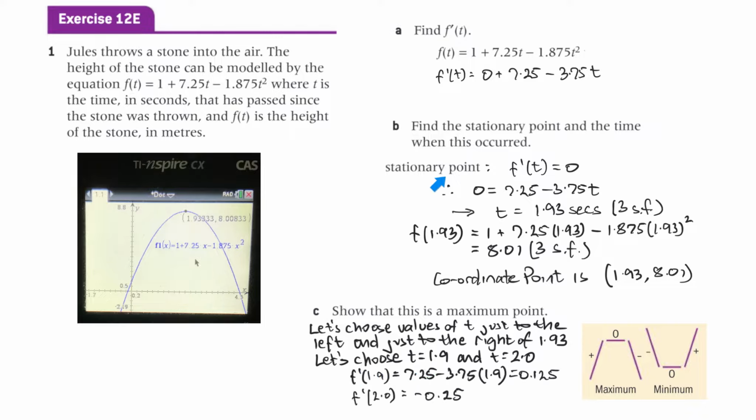So we put 1.9 into this, and we get a positive number. Because it's a positive number, it's a positive slope. So we're getting the positive slope. And we put the other number, which is just to the right of 1.93, and we tried 2. And we get minus 0.25, and that's a negative number, so it's a negative slope, and that shows us that it's a maximum. Let's have a look at 2.